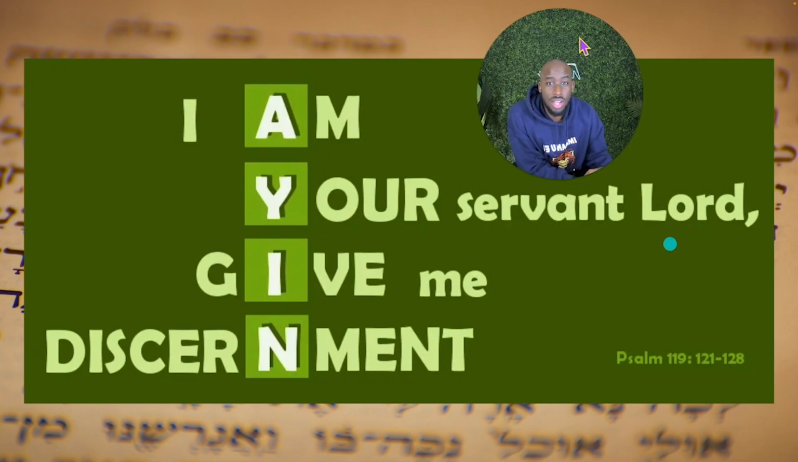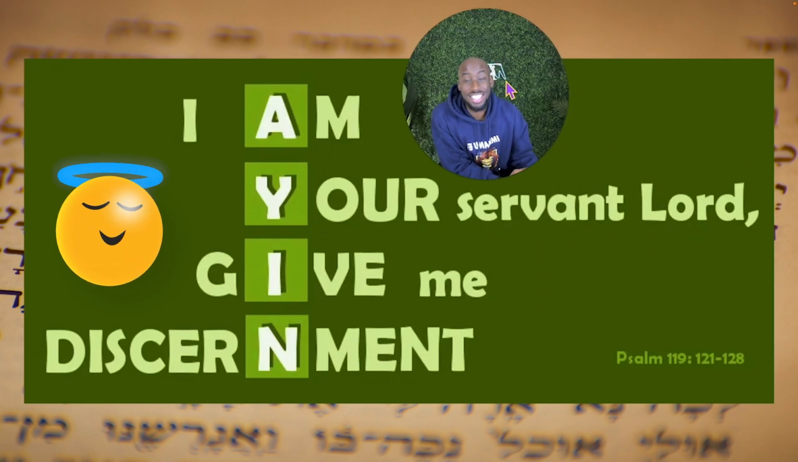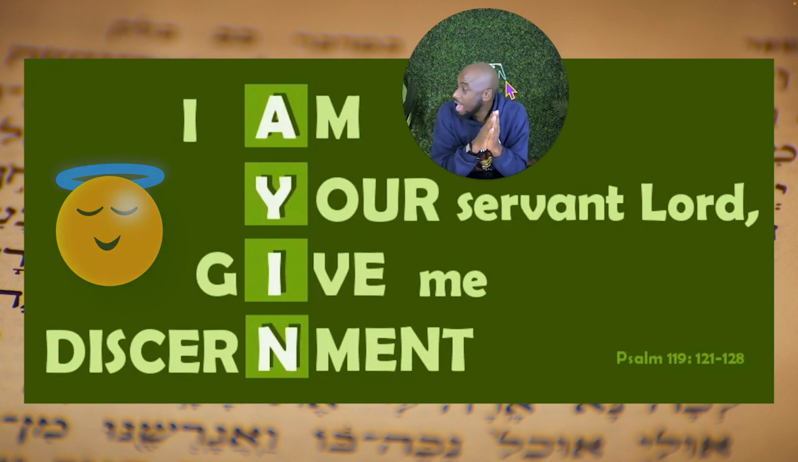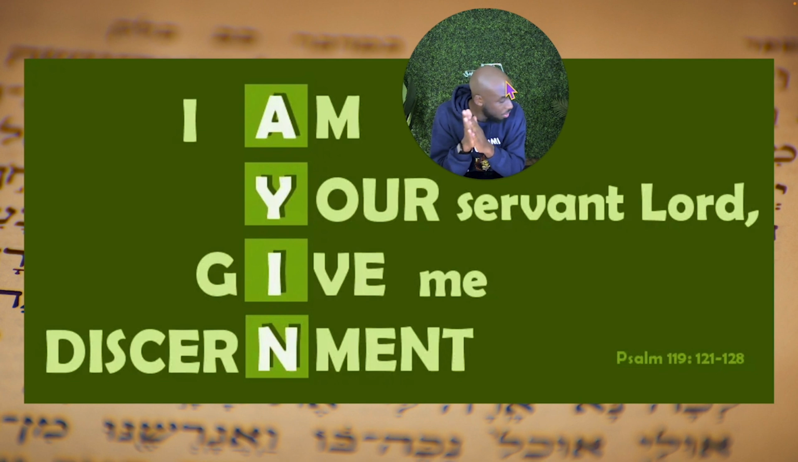Oh, and here's the acrostic. Nice. This is a great way for us to memorize what the meaning of this chapter is, but also this letter. So it says, I am your servant, Lord, or Yahweh. I like using Yah. I am your servant, Yah. Give me discernment. I'm your servant. Give me discernment. That's the best way to summarize what David is saying in this chapter. That's so good. That right there is fantastic.